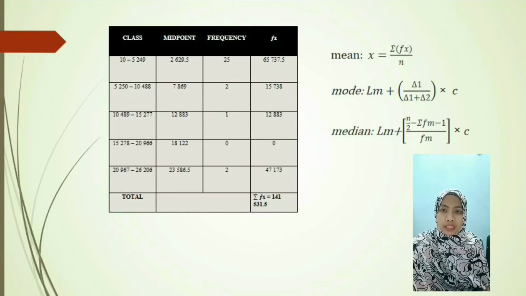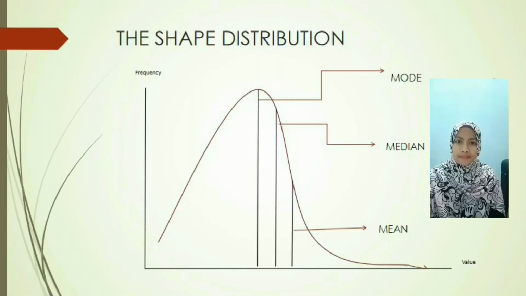So this is the table that I have. Next, the shape of distributions. This graph, the shape we get from the answers for median, mode, and mean. Skewed to the right means the mean is more than the median, more than the mode.